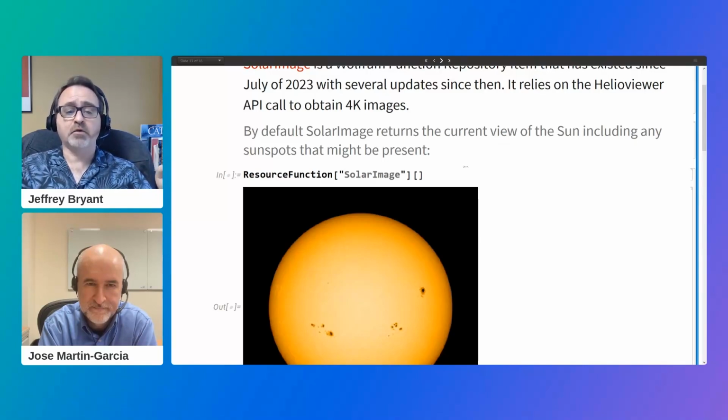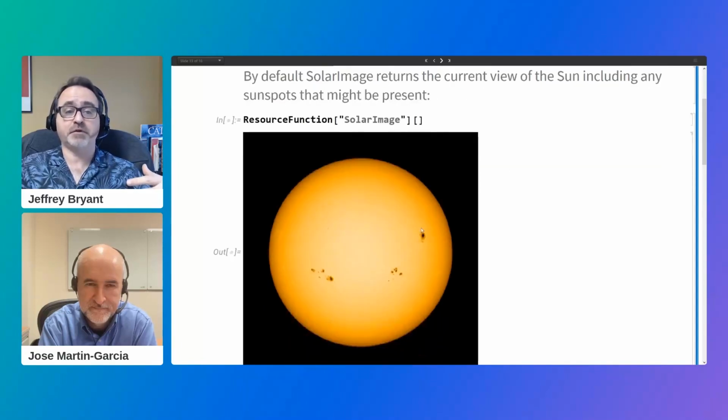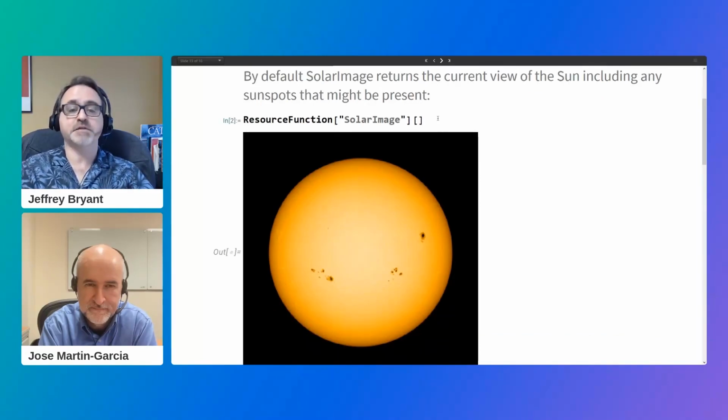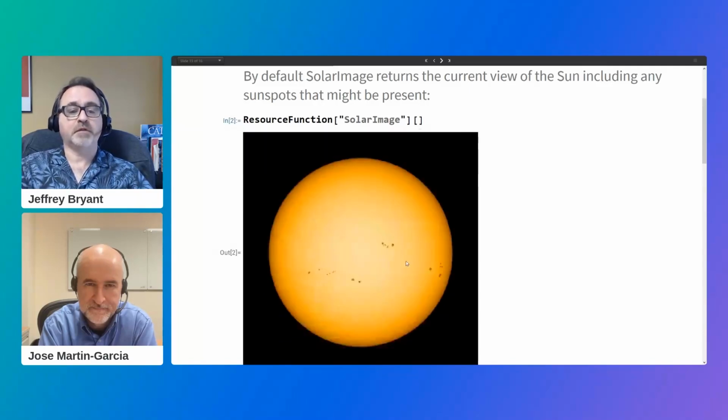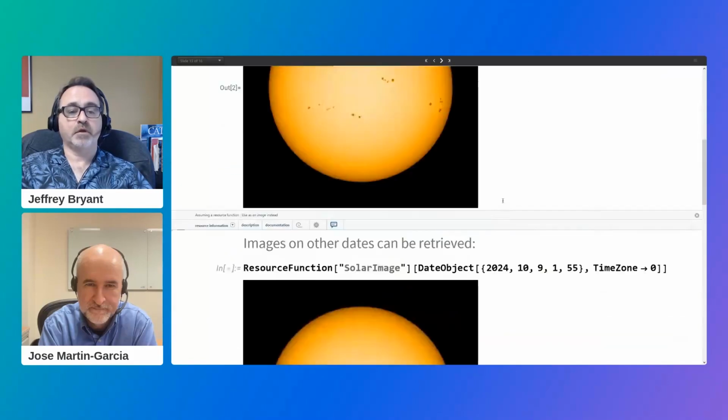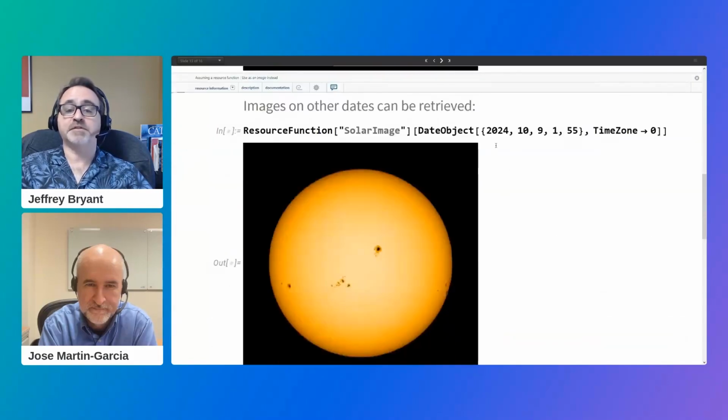And you can feed in a date or a different instrument, and you can get visual images like this one. Here you can see a visible light image of the sun currently. Actually, if I reevaluate this, let's give it just a second here. And there's the current image of the sun. So you can see where the sunspots are. You can also feed in a different date. So here's what the sun looked like on a particular date. This was on October 9th, 2024.